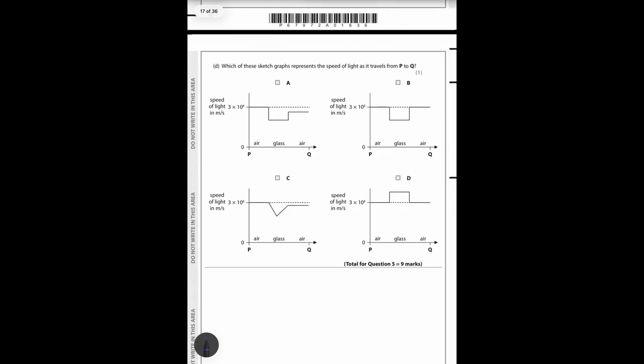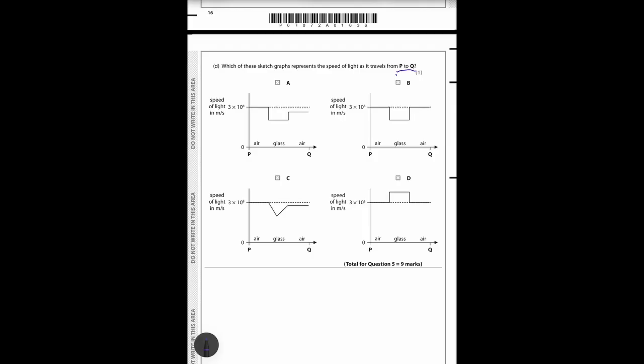Okay, which of these sketch graphs represent the speed of light as it travels from P to Q? So I've got to be pretty careful here. The way I should always do these kinds of questions is not to look at the graphs and go, oh, this one looks nice. I've just got to think, okay, what do I actually know about this situation?